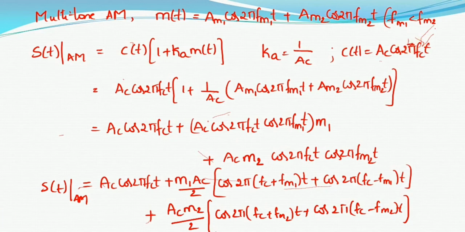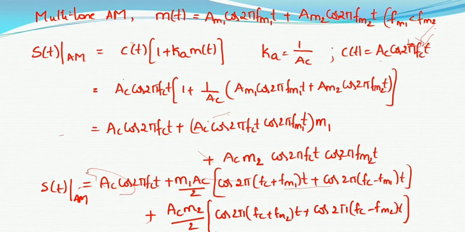The same procedure is repeated for the calculation of power as for the single tone AM signal. So for a multi-tone signal, what is the first term? The first term is the carrier signal, which has an amplitude Ac, and the second term is a sideband which has an amplitude m1 into Ac by 2, and the third one is the second sideband which has an amplitude m2 into Ac by 2.